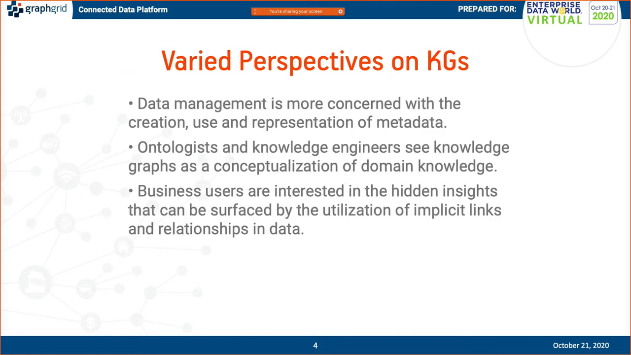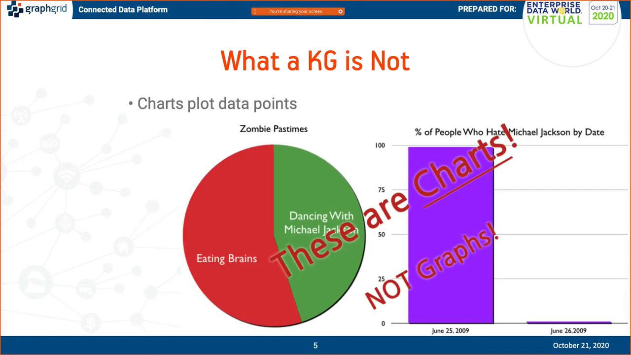So part one: you'll hear a lot of varied perspectives on knowledge graphs. If you talk to somebody in data management, they're typically more concerned with the creation, use, and representation of metadata. Ontologists and knowledge engineers think about the conceptualization of a domain. So what does it mean? What are the semantics associated with that domain? Business users are really interested in knowledge graphs for the hidden insights that can be surfaced by utilizing the links within the data and the relationships there.